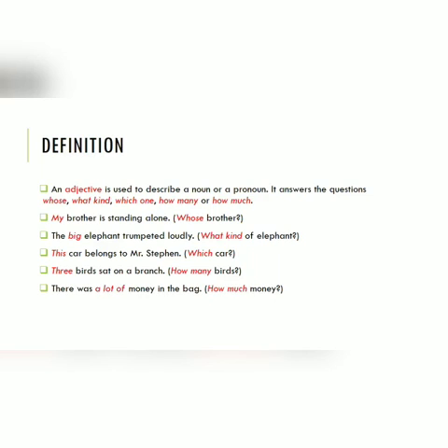The big elephant trumpeted loudly. We will ask what kind to the noun elephant and we get the answer big. So big is an adjective. This car belongs to Mr. Stephen. Which car? This car. This is an adjective. Three birds sat on a branch. How many birds? Three. Correct. So three is an adjective. There was a lot of money in the bag. How much money? A lot of. Thus it is an adjective.